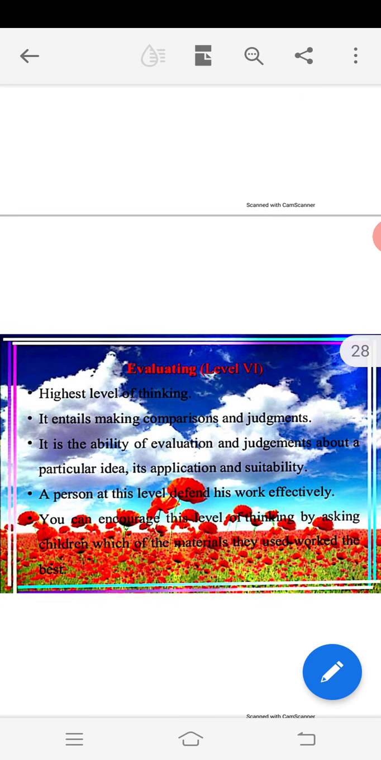In the evaluation stage, we find the effectiveness or result of applying the knowledge. It is the highest level of thinking. Here initial making, comparison and judgment are based in the evaluation stage. The judgment process and decision making process are acquired, and through them we find the greater result of the particular idea. We also find what its application is and where it is suitable. And here we also defend our work effectively.